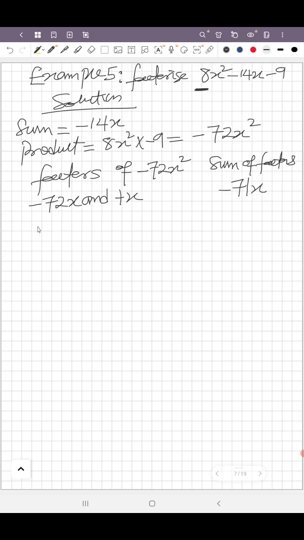Let's also have another factor, minus 36x and plus 2x. By the time we add, we have minus 34x. So minus 36x multiplied by plus 2x, we have minus 72x squared. But by the time we add them together, we have minus 34x. But there is still some that we are looking for.